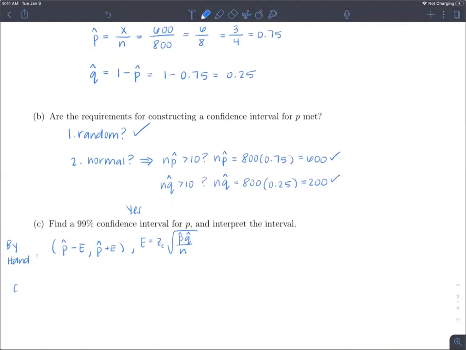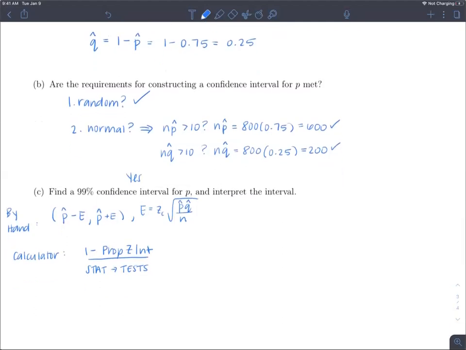But if you wanted to do it using your calculator, the function that you're going to use is 1-PropZInt. So that's how you're going to do it using your TI-83 or 84, or even if you have an 89. When you do this, you go to STAT, then TESTS, and then scroll down to 1-PropZInt.